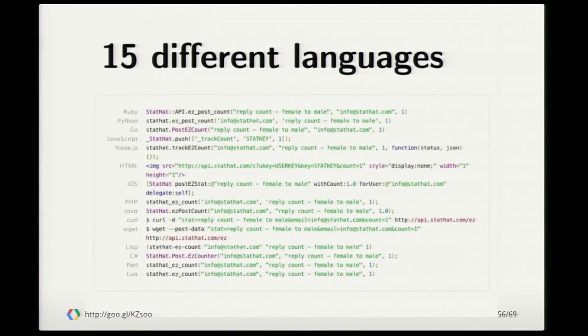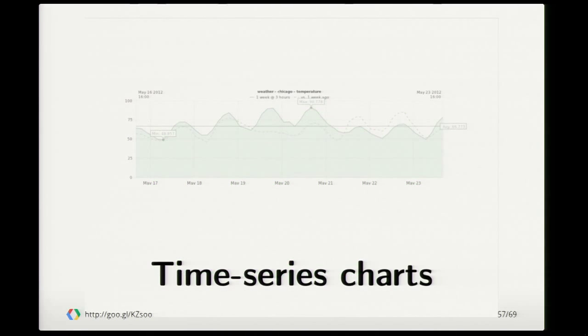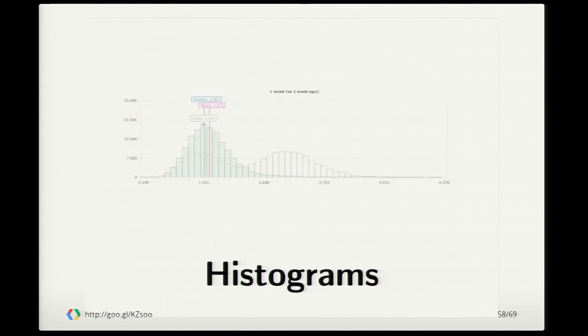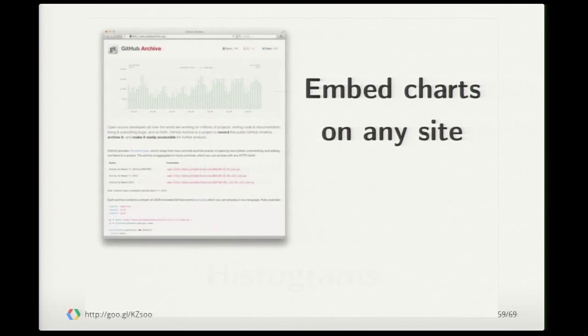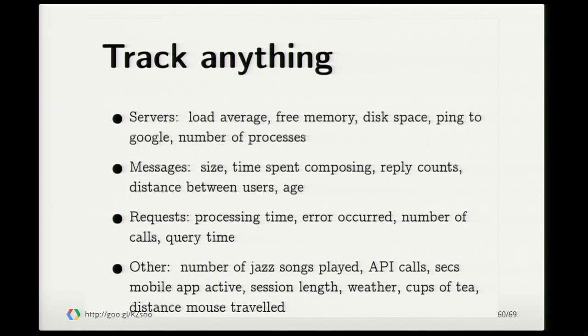So this is how you would track reply counts in the 15 different languages we support. We have Go, Ruby, Python, and all the rest of these. Once you add that one line, you get time charts showing the value changing over time, histograms showing the distribution of the data, and you can embed charts on any site. This is an example from GitHub archive where they're tracking every single GitHub event, and they show a Stathat chart on their main site. So you can track anything.